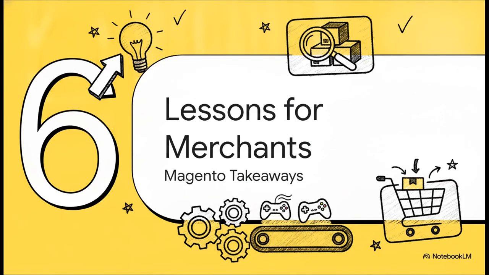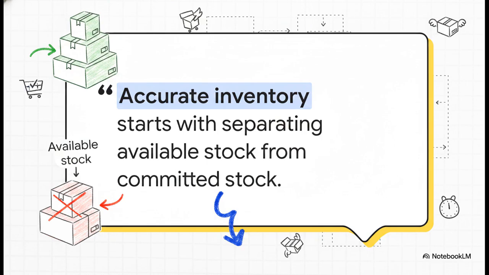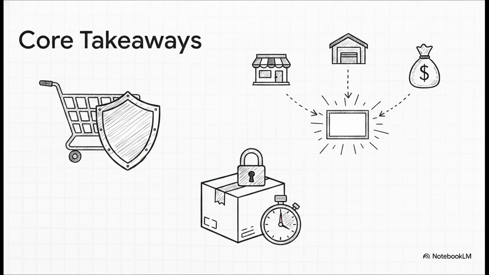Section 6. Lessons for Magento merchants. So the crucial point is this. If you take absolutely nothing else away from this explainer, please internalize this single axiom. Accurate inventory starts with separating available stock from committed stock, period. Without making this clear distinction, you're always going to be at risk of overselling products that are already allocated to active orders. Let's rapidly fire through these core takeaways.